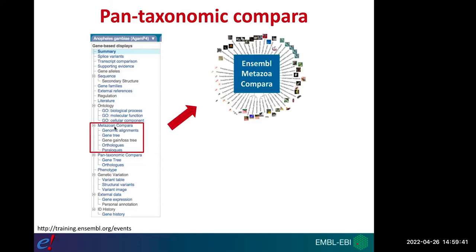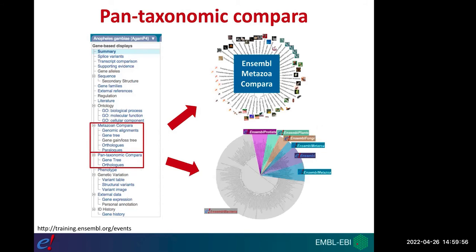You can find all of the analyses and the results and the data for our comparative genomics analyses in the browser. This is an example of a screenshot of the gene tab for an Anopheles gene, the mosquito vector for malaria. You can see that we have this section here called metazoan compara. This is where you're going to find the analysis of all of the metazoan species against one another. And then we have the section for pan-taxonomic compara, where you can find the same analyses, but across all the divisions in Ensembl and Ensembl Genomes.